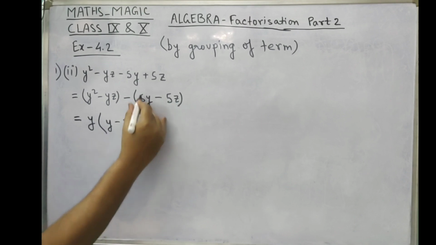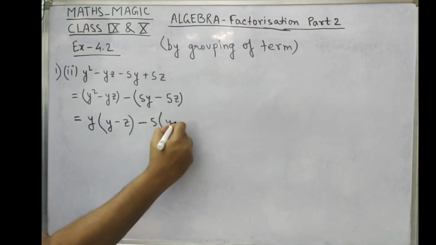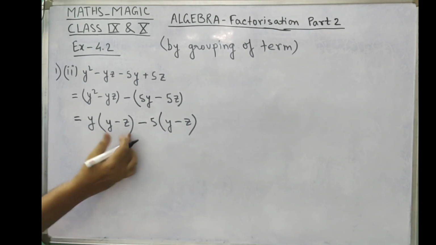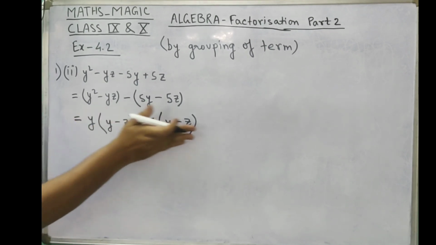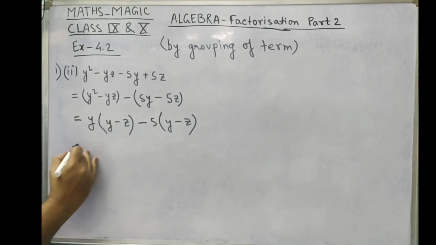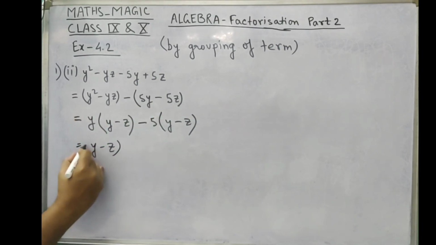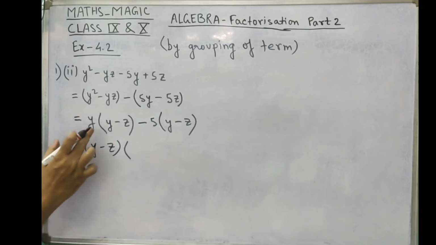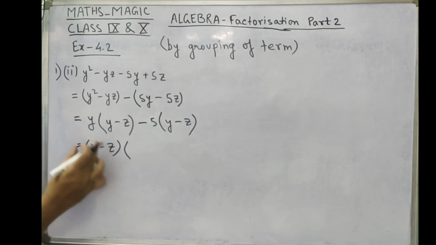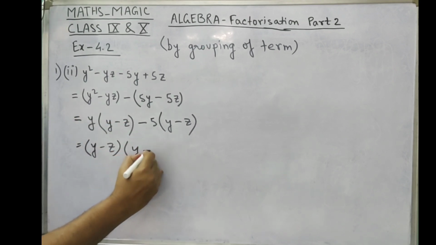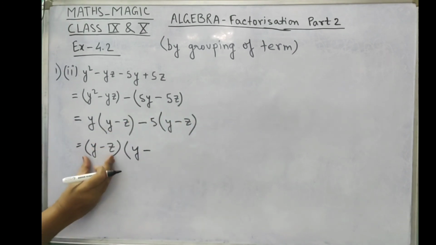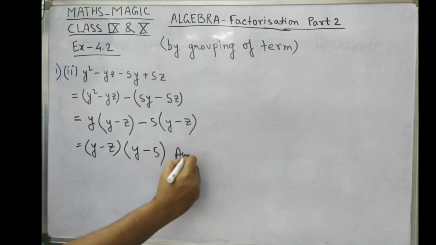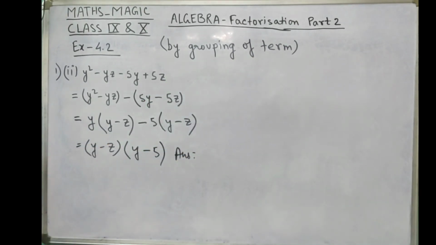Okay, this one I have 5 common, y minus z. Now see, y minus z, y minus z. And there is a minus sign. So these two terms, I can take out y minus z as common. So from here, if I take out y minus z, this divided by this, I will be left only with y. Then minus sign, this divided by this, y minus z, I will be left with only 5. So this is my answer by grouping of terms.